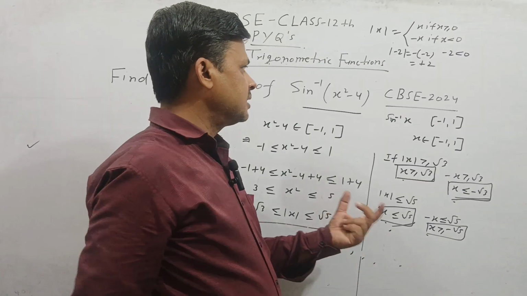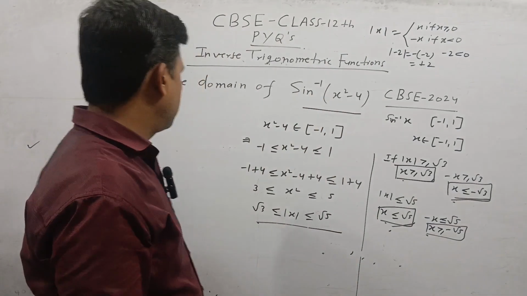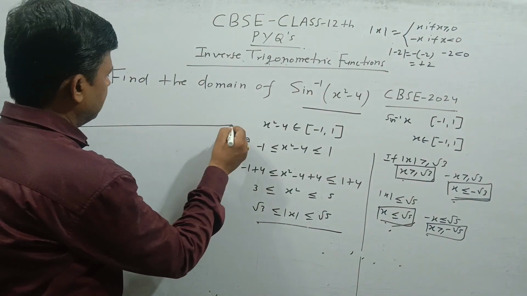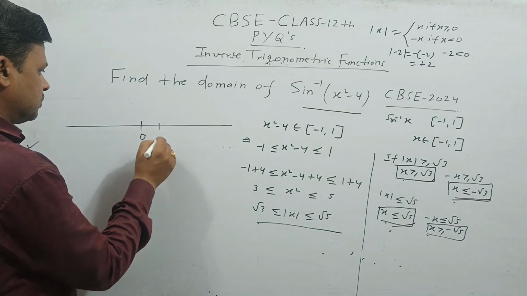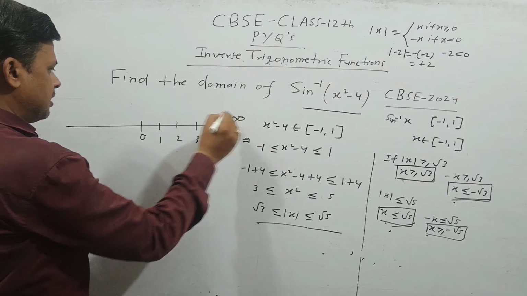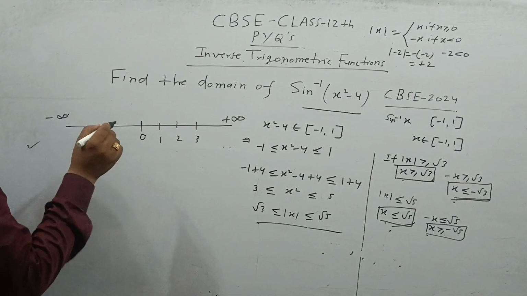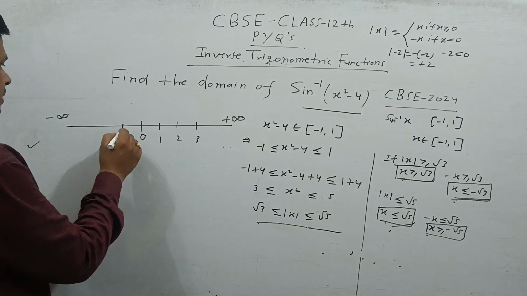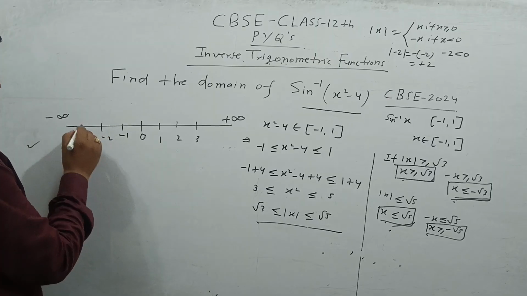Now let's see what is the domain of this function. If we draw a real line, it is 0, 1, 2, 3, and so on. It is the extended real number system from plus infinity to minus infinity. It is minus 1, minus 2, minus 3.